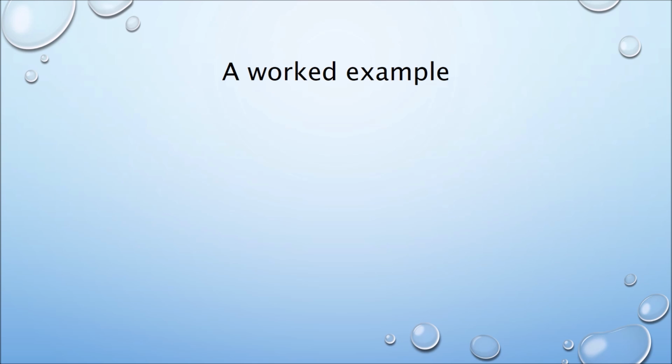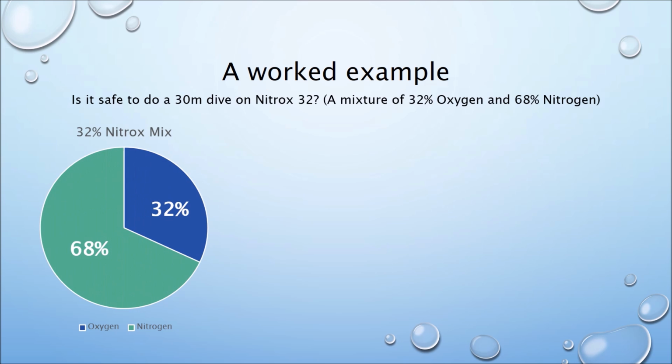So let's use an example for a very common gas mix. Let's ask ourselves a similar question: is it safe to do a dive to 30 meters on nitrox 32? And nitrox 32 is a mixture of 32% oxygen and 68% nitrogen. So the 32% nitrox mix, which we know at surface pressure is 0.32 bar partial pressure of oxygen, because it's the same as calculations we did earlier.